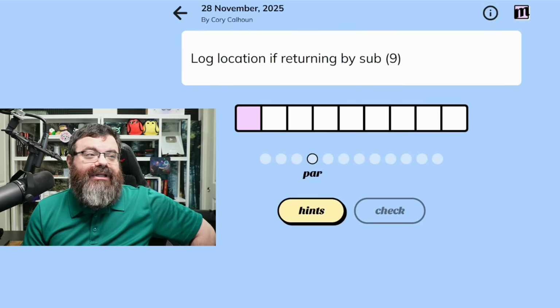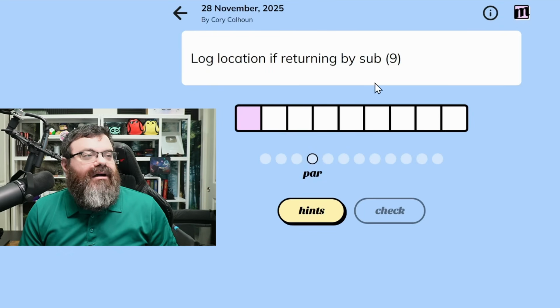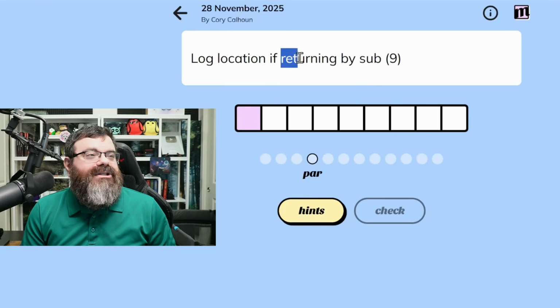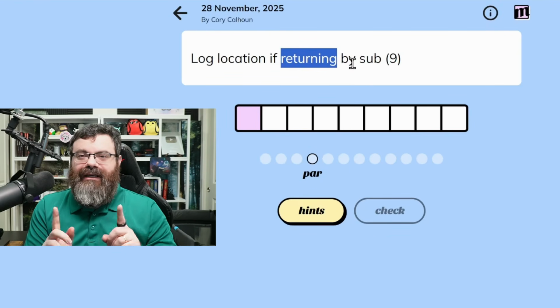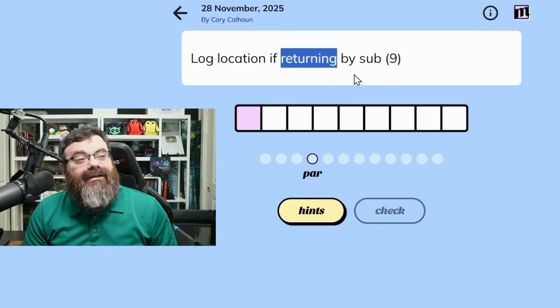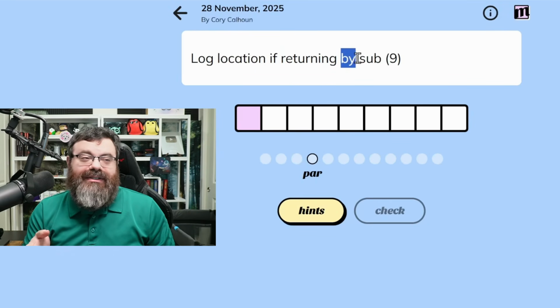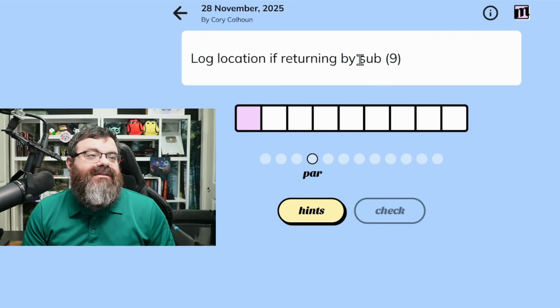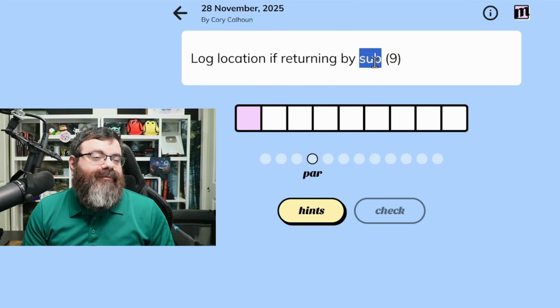Log location if returning by sub. Wow, this is a long word, 9 letters. Returning feels like it could be a reversal indicator, because if we're returning it, it's reversed in a sense. By can mean it's next to. So we might just be putting sub, or some replacement for sub, just at the end.